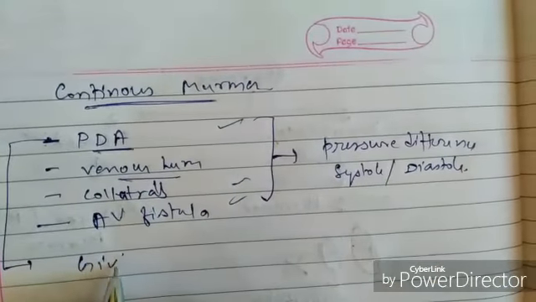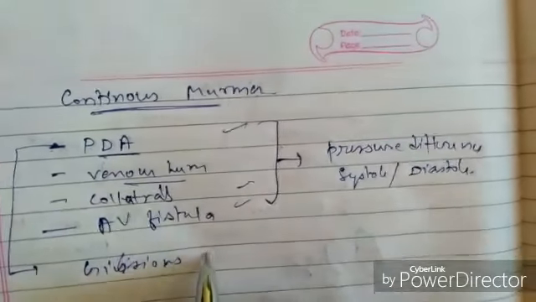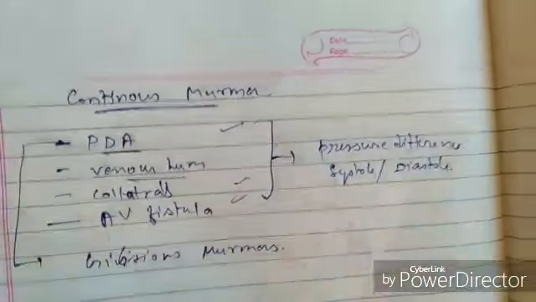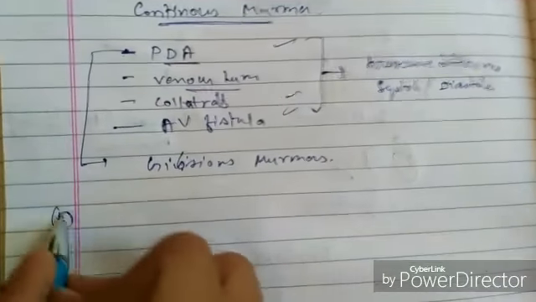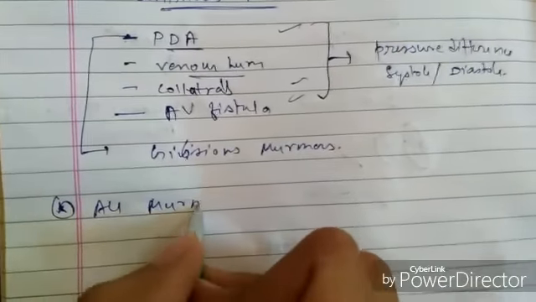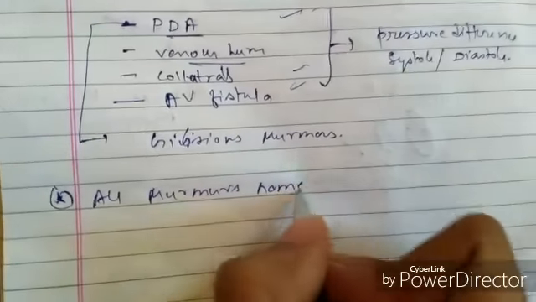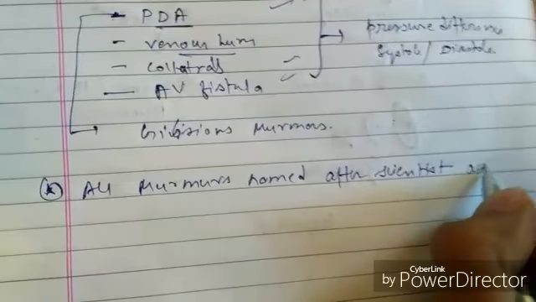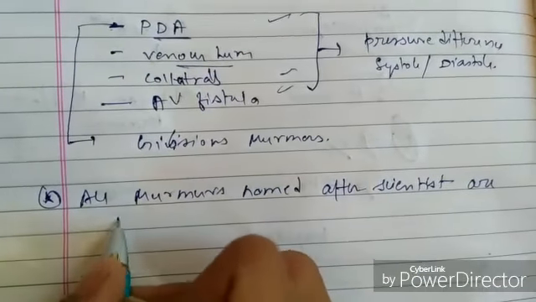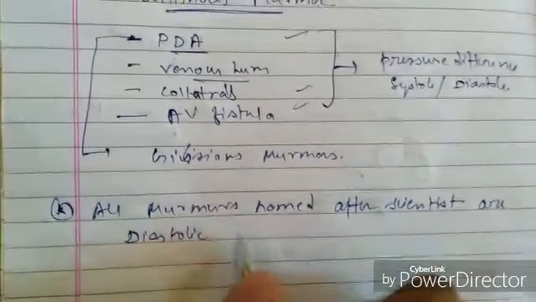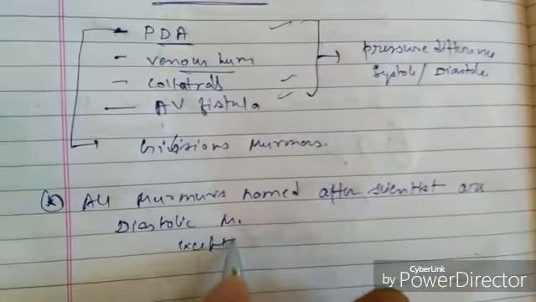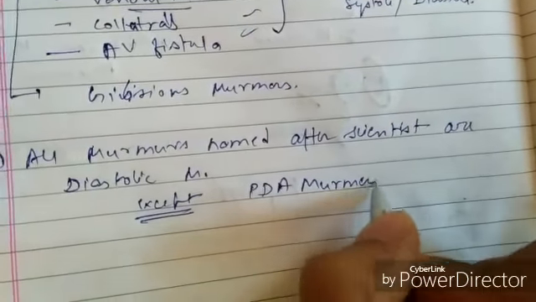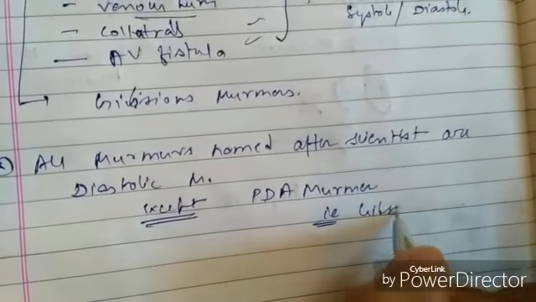PDA murmurs are also known as Gibson murmurs, named after a scientist. Now make a note that all the murmurs named after scientists are diastolic murmurs. But there is a single exception, the PDA murmur, known as the Gibson murmur, which is a continuous murmur. Otherwise, all murmurs named after scientists are diastolic murmurs.